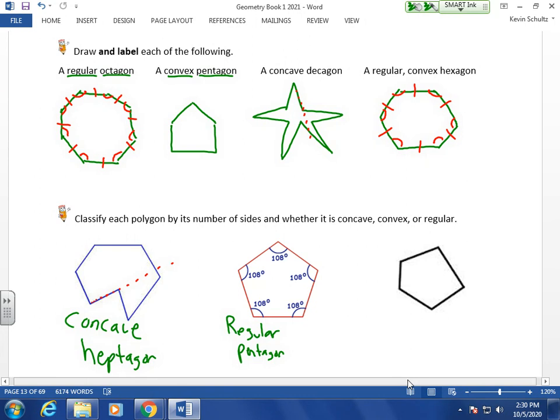Folks, come back. Brady? Convex pentagon. Convex, looks like convex. Convex pentagon.